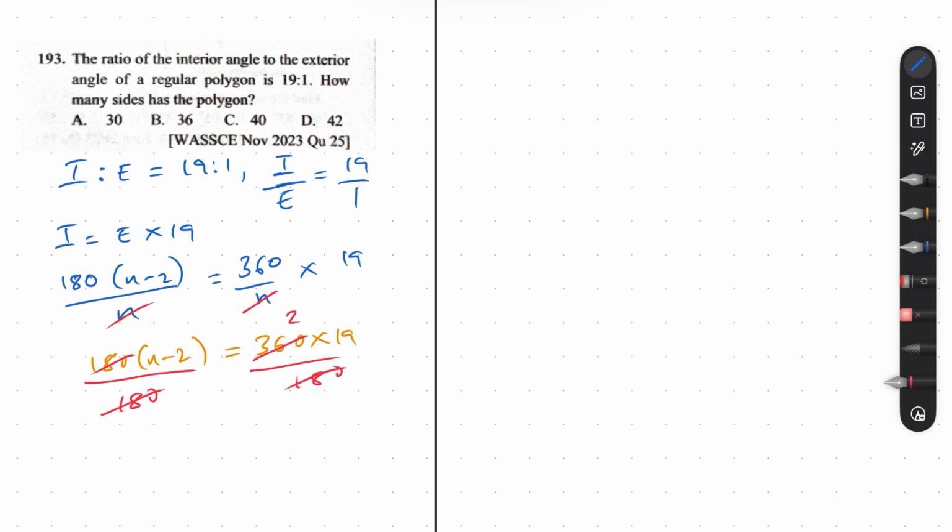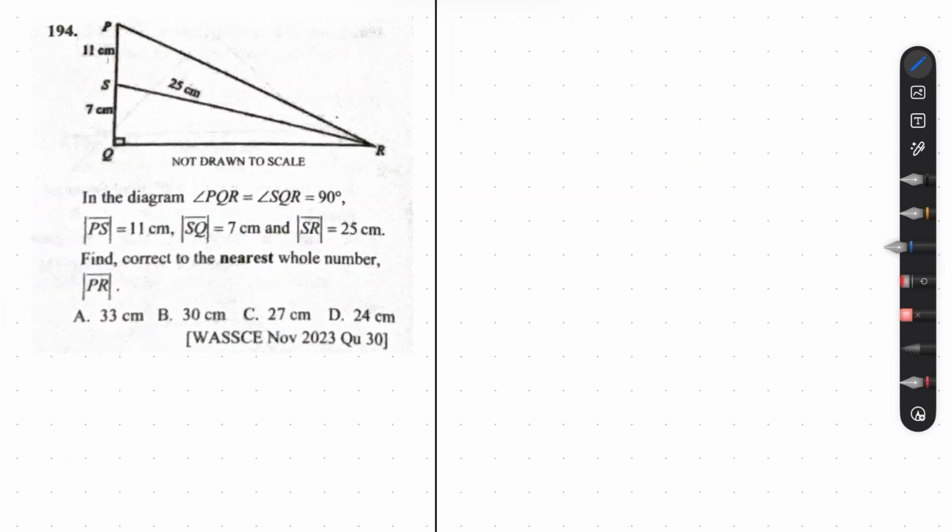So we would have n minus 2 is equal to 2 times 19, which is 38. So n will be equal to 38 plus 2, which gives us 40. So our answer is 40. The number of sides of the polygon is 40. Cool. All right. Let's move on to the next question, which is question 194.